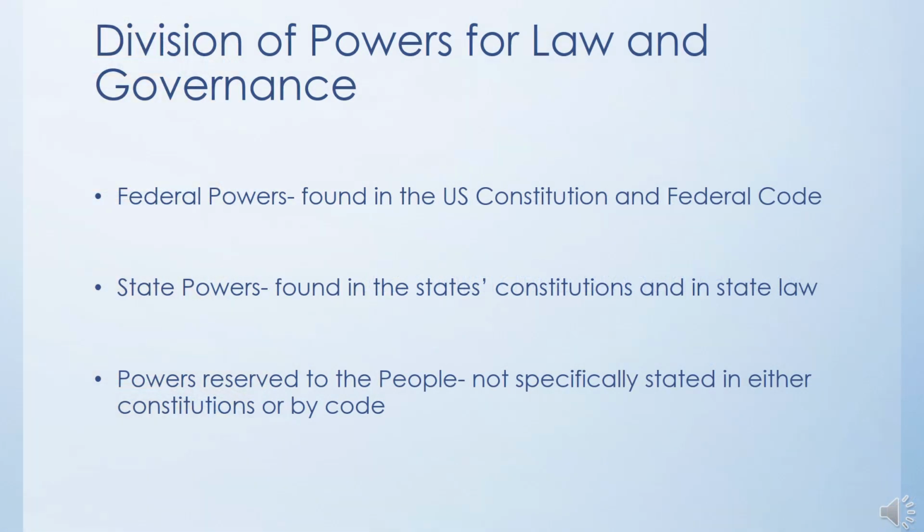When we talk about power and understanding who does what, the federal powers obviously are found in the U.S. Constitution and federal law that's been passed by Congress and signed by the President. State powers are delegated to them through the state constitutions and state law. Also, the U.S. Constitution delegates anything that is not mentioned in the Constitution as states' rights. The powers reserved to the people are not specifically stated in either constitutions or in code.